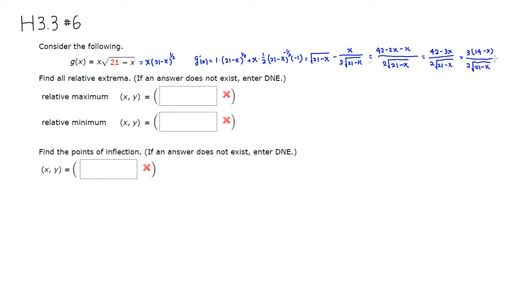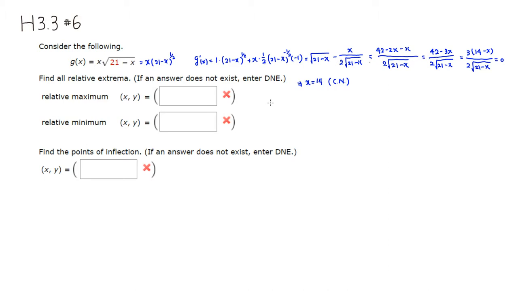Right? So we set that equal to 0, so you can see that we can find the critical number. So x is equal to 14. So this is the critical number. Since we need to find the inflection point later, we need the second derivative. So let's go ahead and find the second derivative.